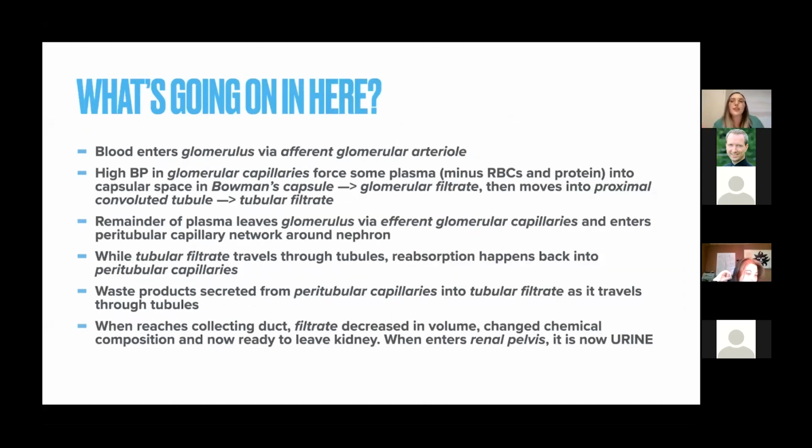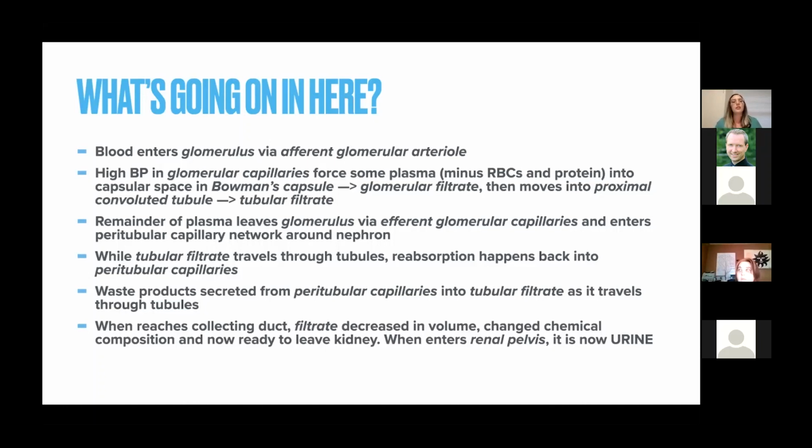So after all of that, and you're probably still very confused and already forgetting the anatomy of the nephron, I have a little cheat sheet here on exactly what's happening during this process, okay? So first off, our blood is entering the glomerulus via the afferent glomerular arteriole, okay? High blood pressure in the glomerular capillaries is going to force some of the plasma, remember, minus our red blood cells and protein, those very large molecules, into the capsular space, into the Bowman's capsule. And this is now our glomerular filtrate.